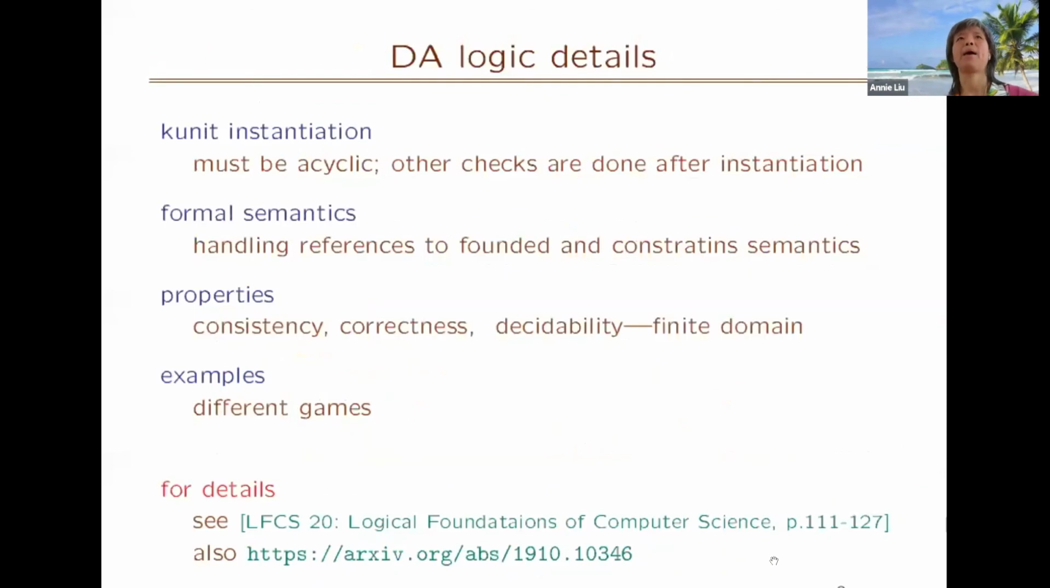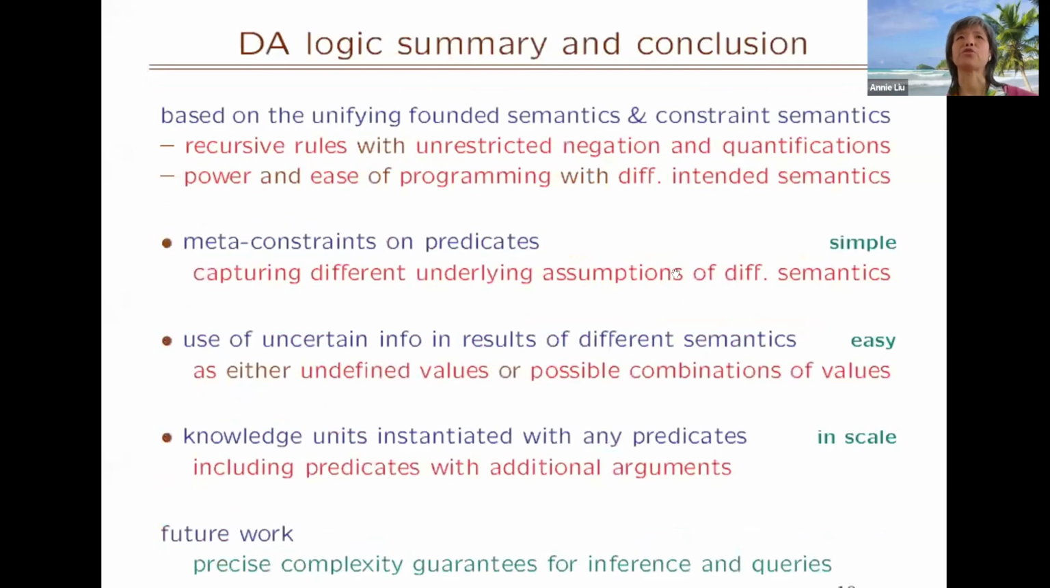Okay. So there are detailed semantics, properties, and examples in the full paper. This is just a summary of the slides you've seen. The idea is these 3 things. You can have meta constraints and predicates, just describing these binary choices, and you can use both undefined data and undefined result semantics and combination values, and use the knowledge unit. And of course, there is a lot of future work on inference and queries. Thank you.